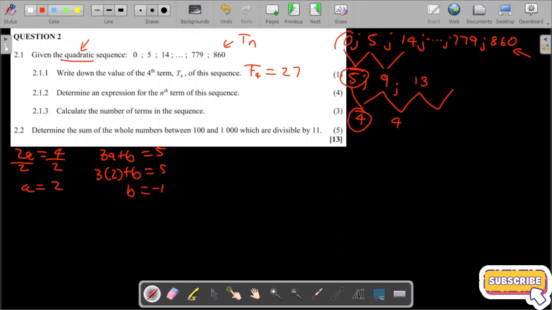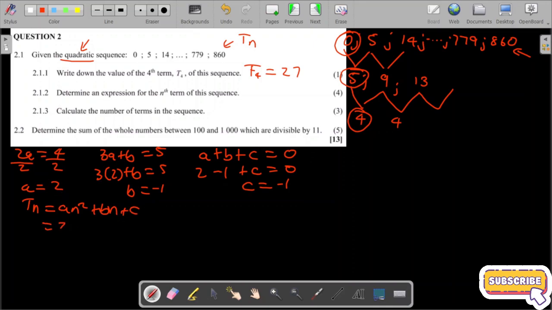Then the third one, which is 0, this one here is equal to A plus B plus C, which is equal to 0. I know my A is 2, I know my B is negative 1, and then plus C, which is equal to 0. And this one here gives me positive 1. Take that positive 1 to the other side, it's going to be negative 1. So my Tn is going to be An squared plus Bn plus C, which is going to be 2n squared minus n minus 1. So this is going to be my nth term of this sequence.